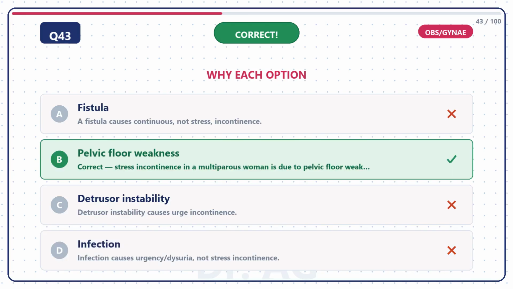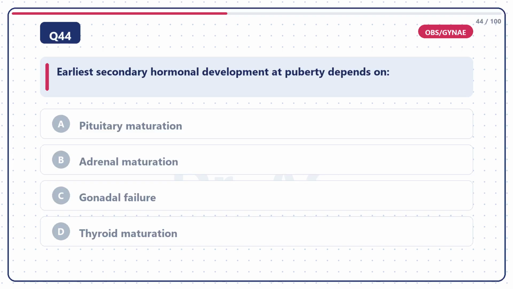And the correct answer is pelvic floor weakness. Correct. Stress incontinence in a multiparous woman is due to pelvic floor weakness. So, the right answer is option B. Pelvic floor weakness. Question 44. Earliest secondary hormonal development at puberty depends on option A. Pituitary maturation. Option B. Adrenal maturation. Option C. Gonadal failure. Option D. Thyroid maturation.